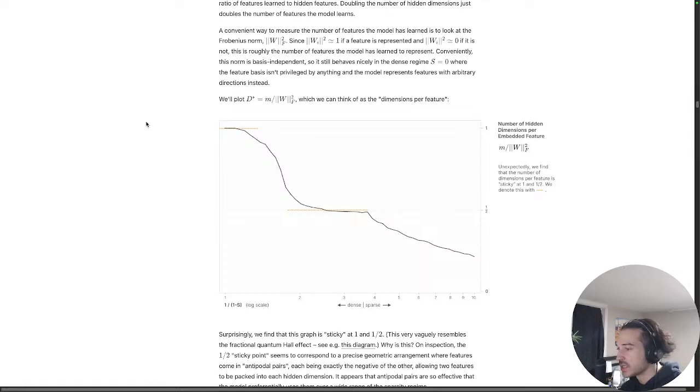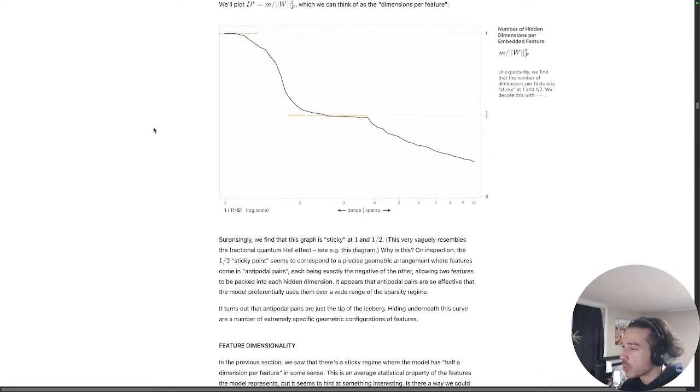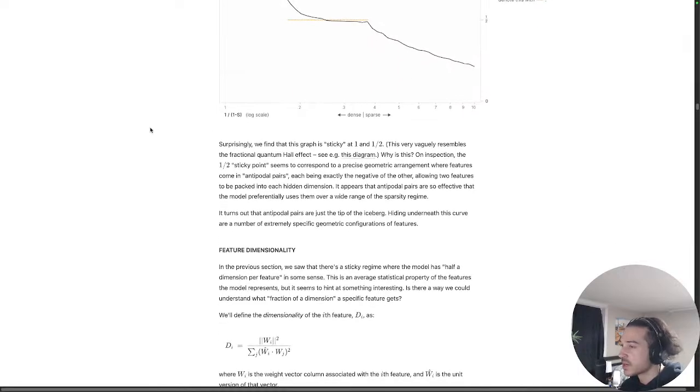It continues to decrease as the model becomes more sparse. And around 1/2, it also becomes straight again, and then continues to decrease. Surprisingly, we find that this graph is sticky at 1 and 1/2. This very vaguely resembles the fractional quantum Hall effect.